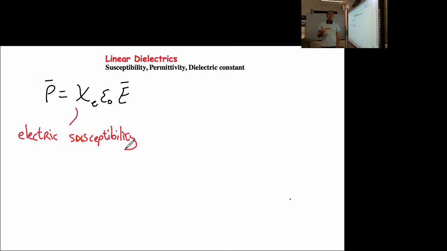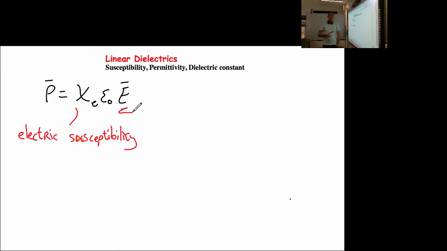The dielectric is homogeneous if the electric susceptibility is independent of the coordinates. Now, the electric field is the total electric field. That is, it accounts for both free charges and it also accounts for polarization.